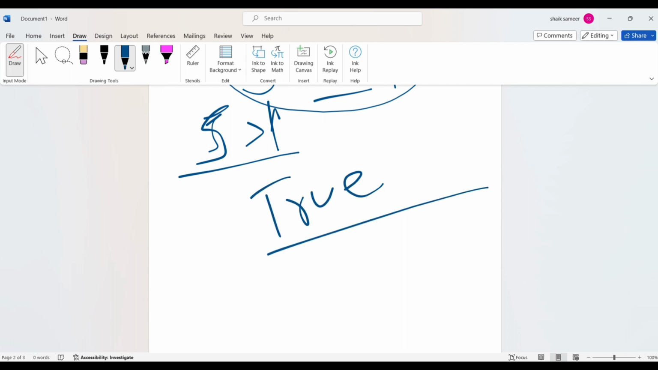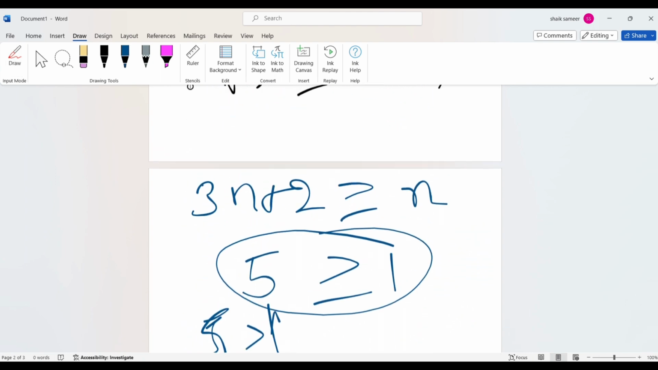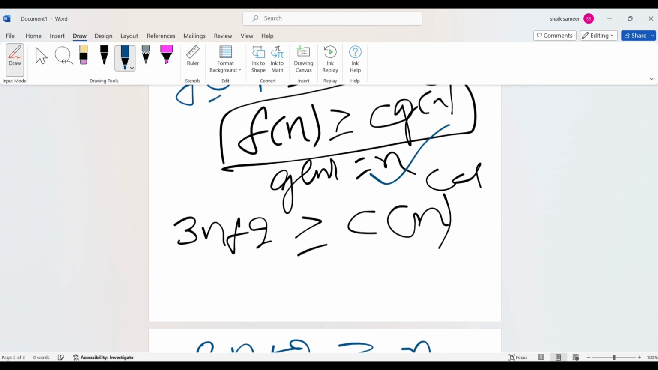If this condition is true, we know that f of n equals big omega of g of n. What is the value of g of n? That is n. Hence we got the answer: big omega of g of n, where g of n equals n. Hence the answer is big omega of n.